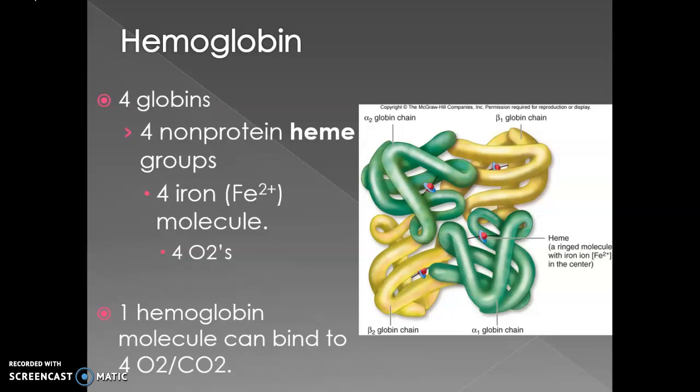So to review, we are looking at each hemoglobin protein. Each hemoglobin is made up of 4 globin proteins, 2 alpha and 2 beta. At the center of each globin, there is a ring-like structure in blue. That's the heme part. And at the center, we have the red ball, and the red ball is iron that actually binds to oxygen and transports oxygen. Therefore, each hemoglobin molecule can bind about 4 oxygen or 4 carbon dioxide.